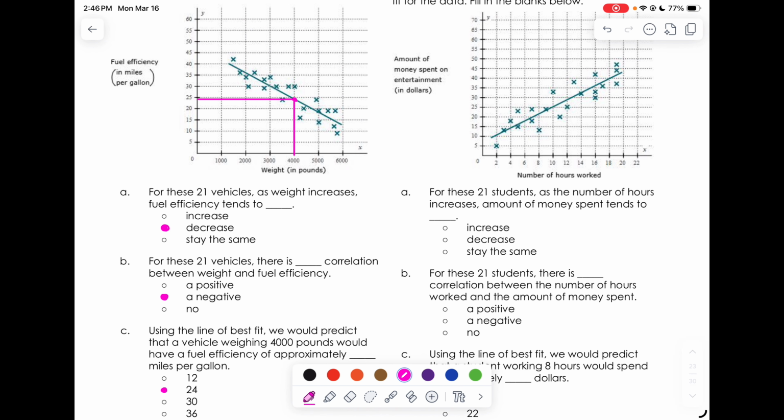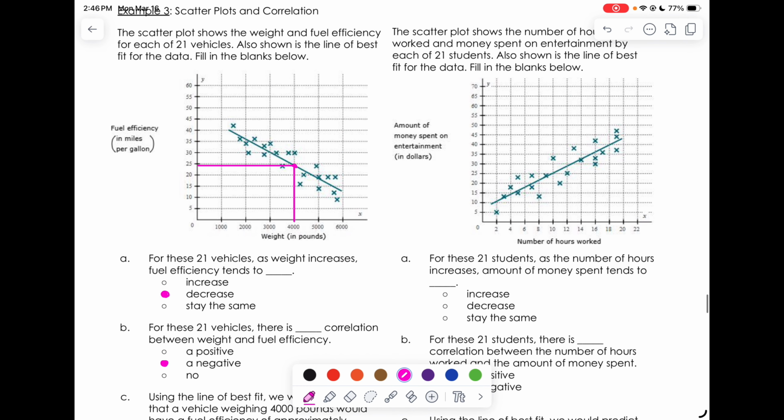Next up, we got another one, but this time we've got a positive correlation because its line is going up, okay? So for these 21 students, as the number of hours increases, the amount of money spent tends to increase. So the more hours worked, therefore you're getting paid, the amount of money spent on entertainment is going up.